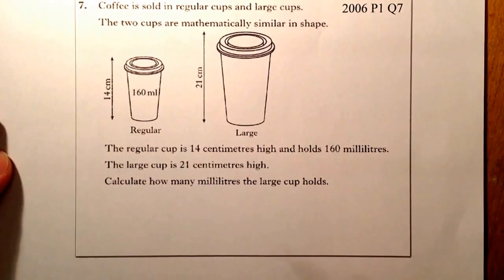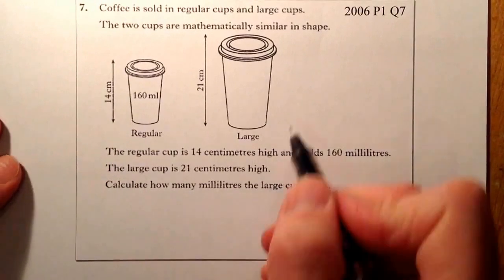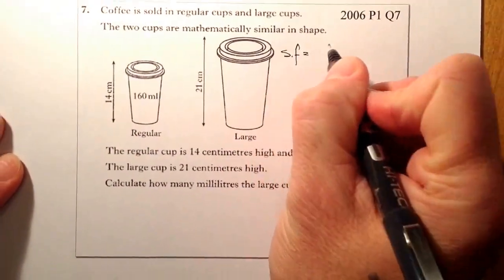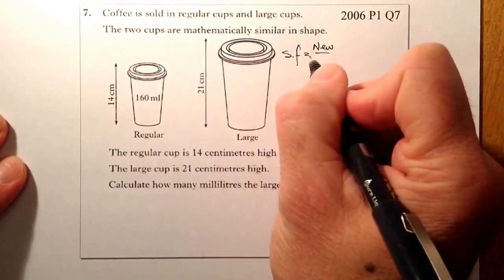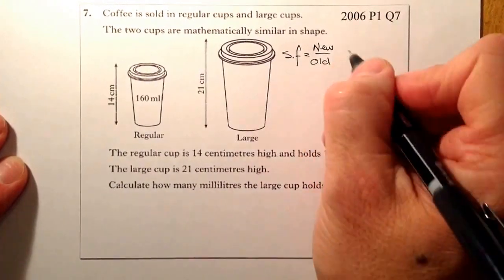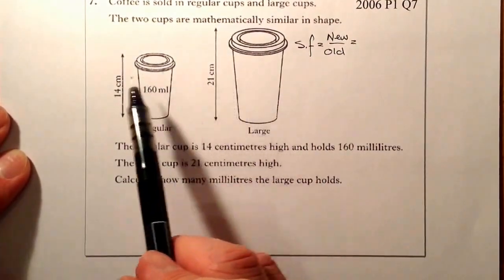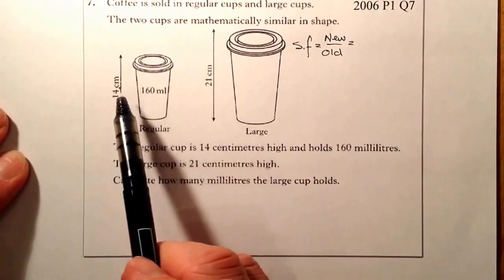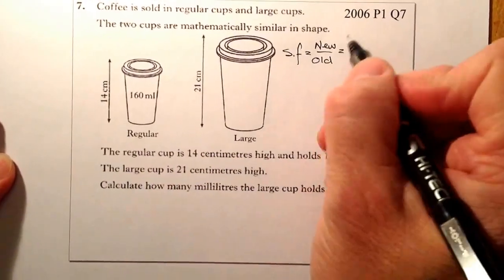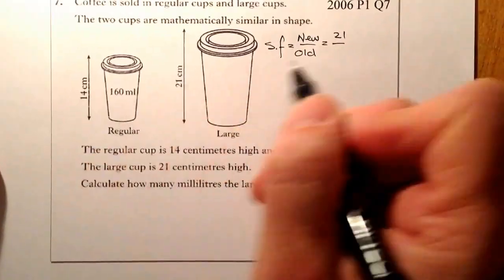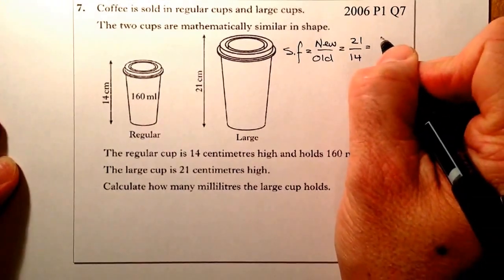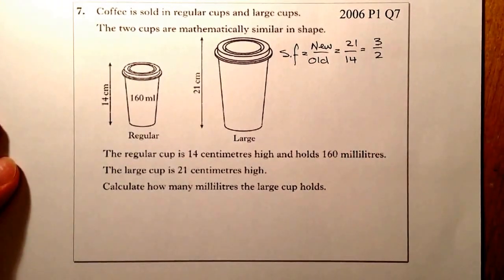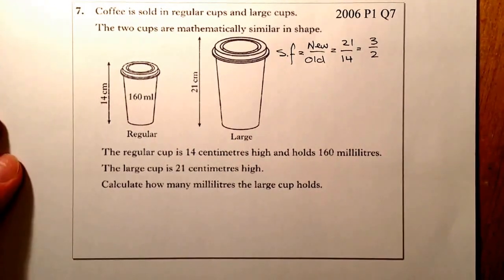So first thing that I'm going to work out is the scale factor between the two. I'm going to think of this one as the new one that I'm trying to find something about, and the old one, the one that I know the volume of. The things that I know that are comparable are the heights of the cups, so 21 and 14. The new one is 21, the old one is 14. If I simplify that down by dividing by 7, I've got 3 over 2. So that's going to be my scale factor, and I'm going to leave it as a fraction because things will work out a wee bit better from there.